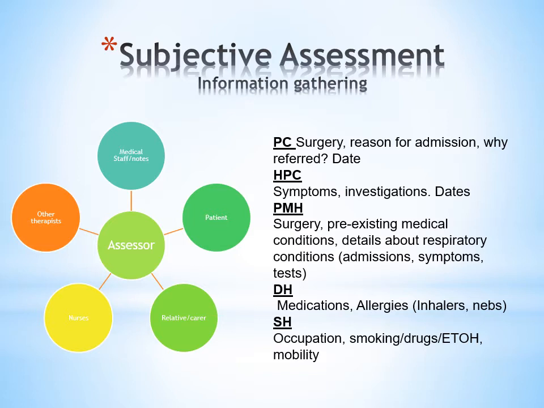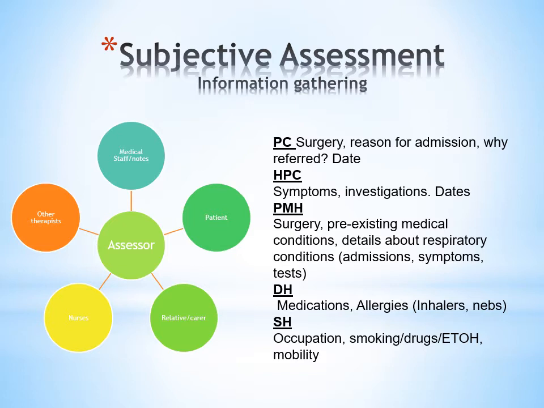So the first part of our assessment is our subjective assessment, which is our information gathering stage. Within this, we can break it down into 5 sections. You've got your present condition, which is kind of the reason for admission. Why are they in hospital? You've then got the history of present condition, which is what led them here. So what symptoms did they have? Have they had any investigation? When were these things done? When did they happen?